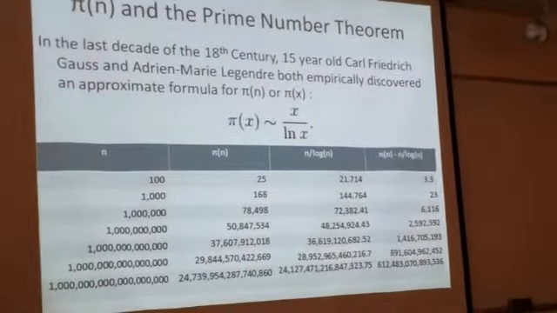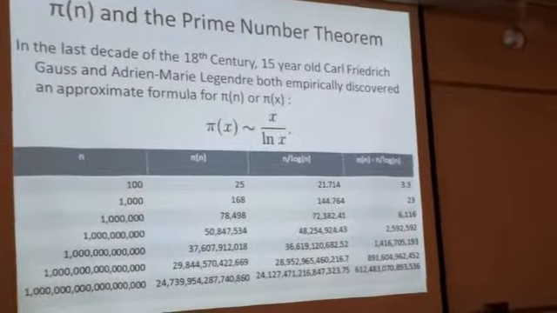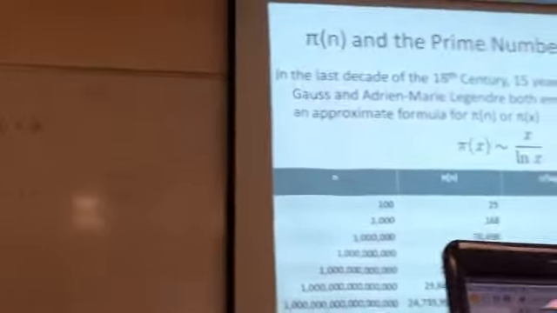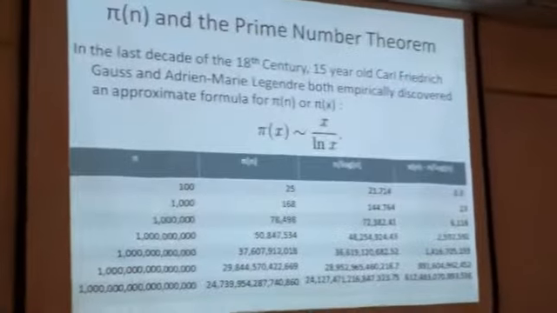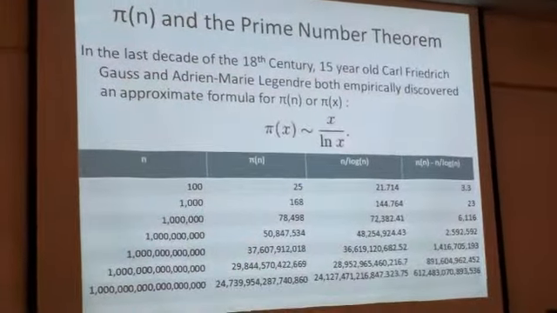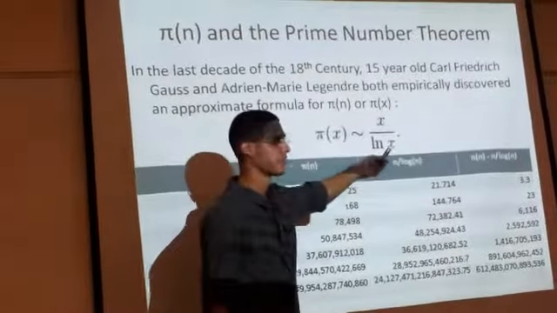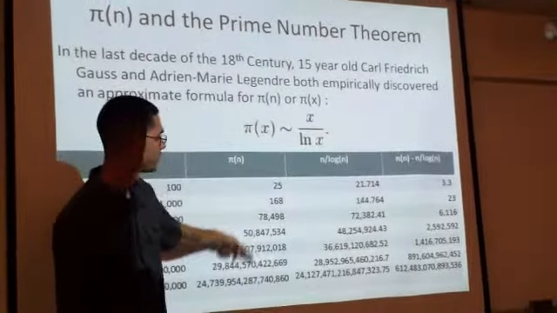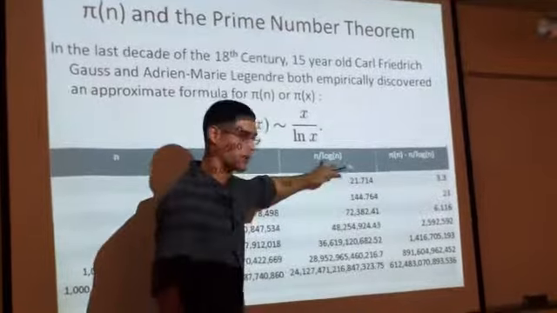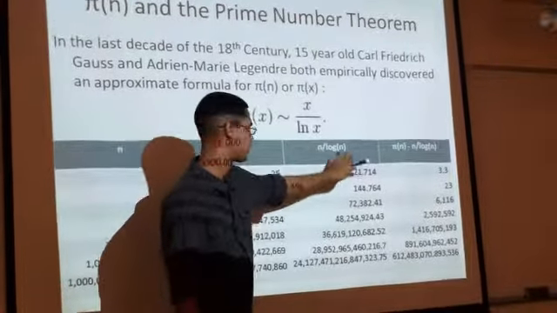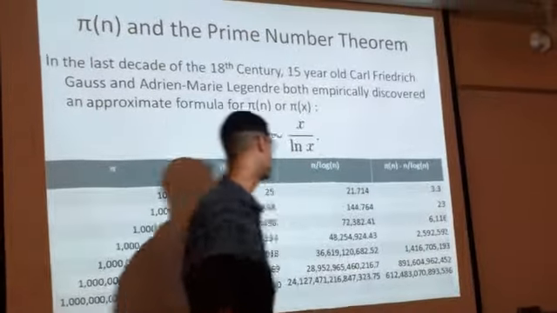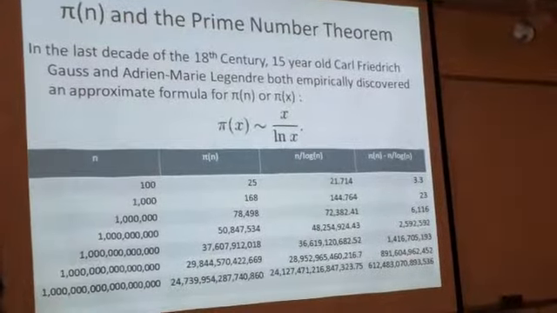The shape of these graphs is very suggestive for you to consider a logarithm. In the last decade of the 18th century, 15-year-old Gauss and Adrien-Marie Legendre both discovered an approximate formula for pi of n or pi of x. More or less, it's x over log of x. It gives you a very good estimate. For 100, the amount of primes is 25. Here log is understood to be the natural log. You can read the numbers yourself.